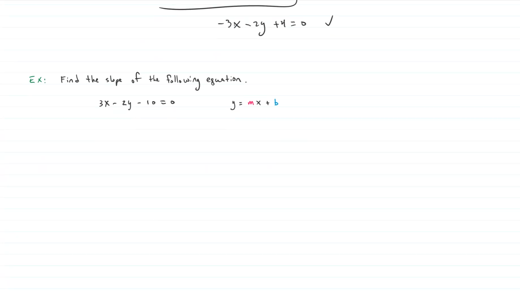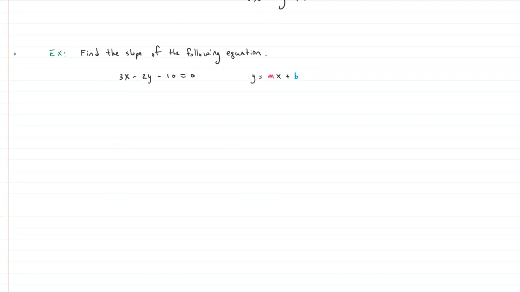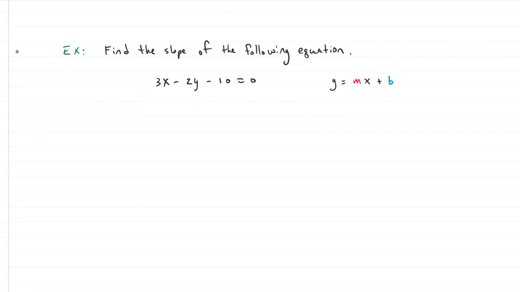Let's do one more. Find the slope of the following equation. This equation is given to us in general form. You can see everything's on the left side of the equation and we have 0 on the right. So we're in general form. We can't identify the slope in general form. We need to do some algebra. So we're going to put it into slope-intercept form so we can look at the m, meaning the value in front of the x, and that's how we're going to identify our slope. So we're going to solve for y.